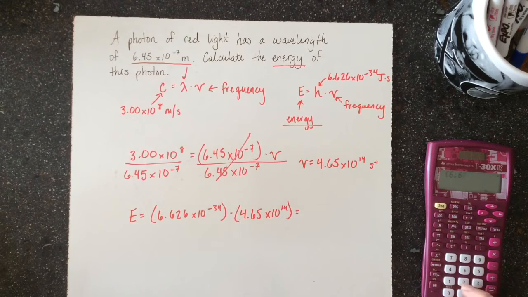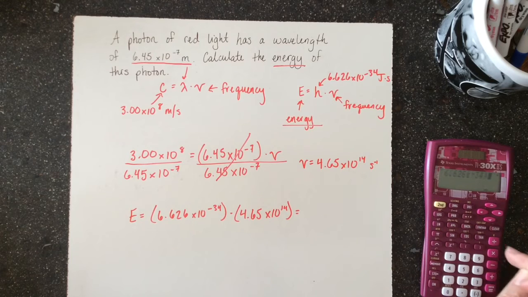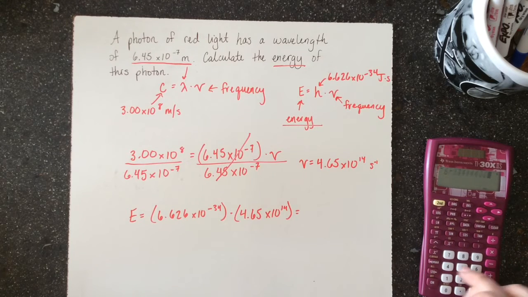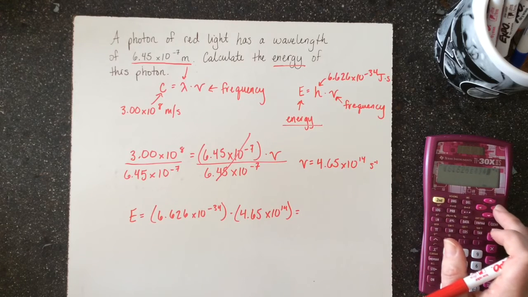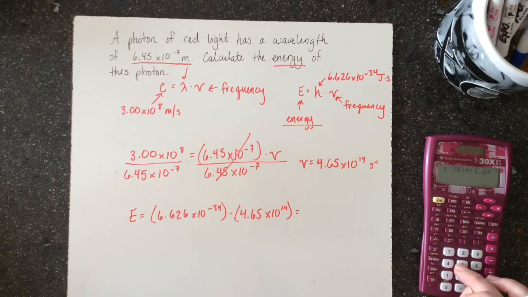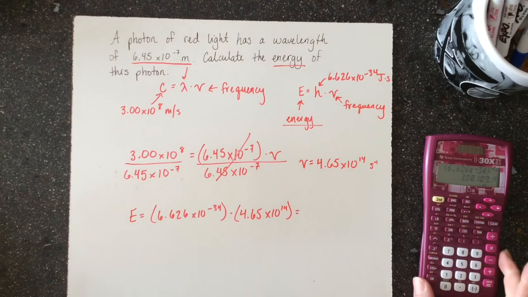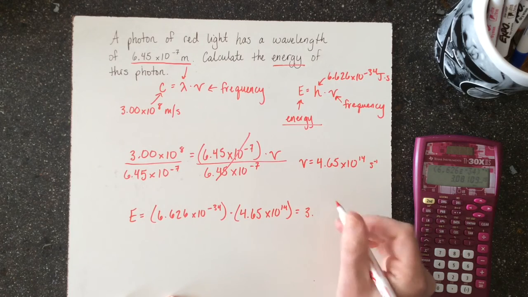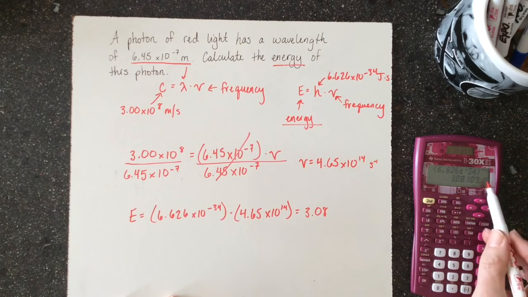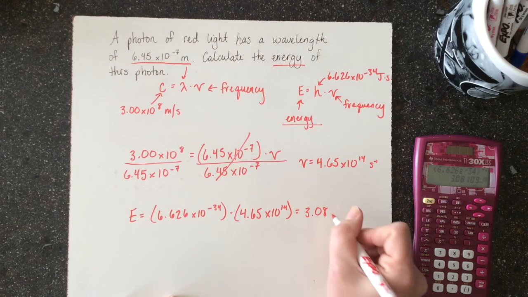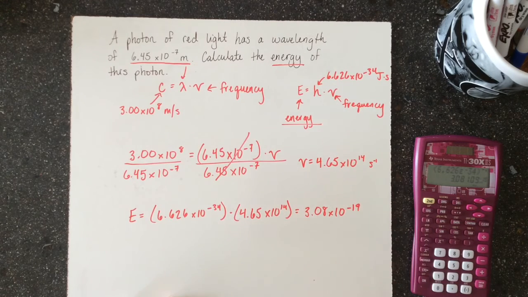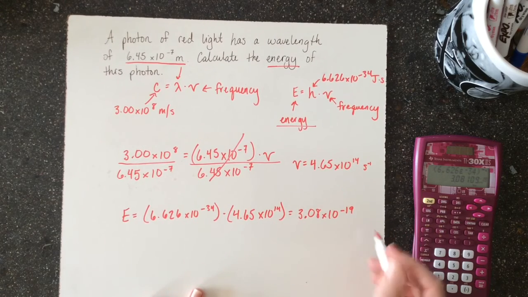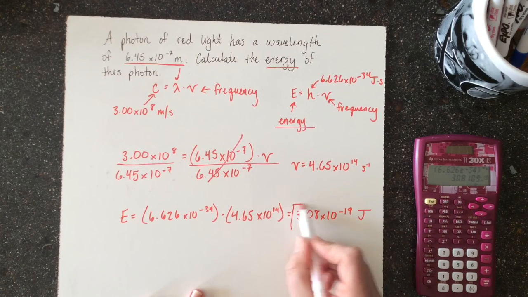So 6.626 times 10 to the negative 34th times 4.65 times 10 to the 14th power. That will get us our energy, which again, we need 3 digits in it because that's the least amount of significant figures. So 3.08 times 10 to the negative 19th. That will be our energy, and energy has units called joules, which is a capital letter J. So there's our final answer.